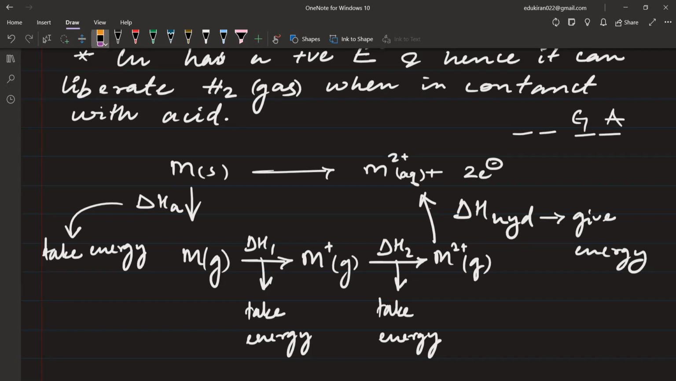Atomized का मतलब क्या हुआ? We had a solid lump of metal, and then from the solid lump of metal, I can take one atom separately. We got isolated gaseous atom. Then we did first ionization enthalpy, remove one electron. That is going to take energy. Then we removed another electron. That is going to take energy. Now, but this delta hydration is going to give energy.